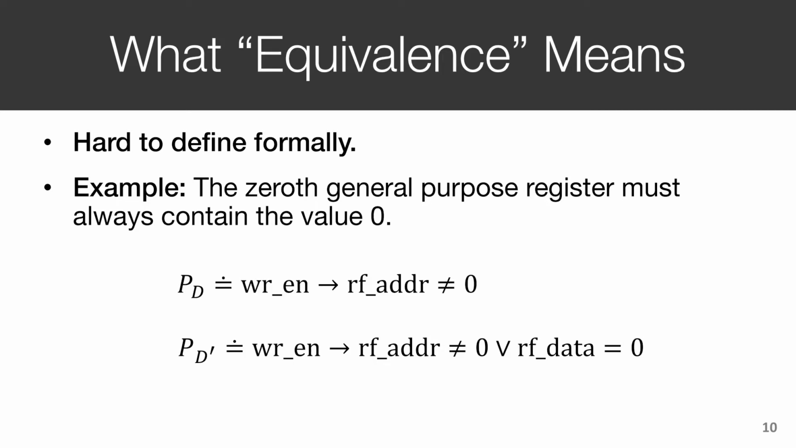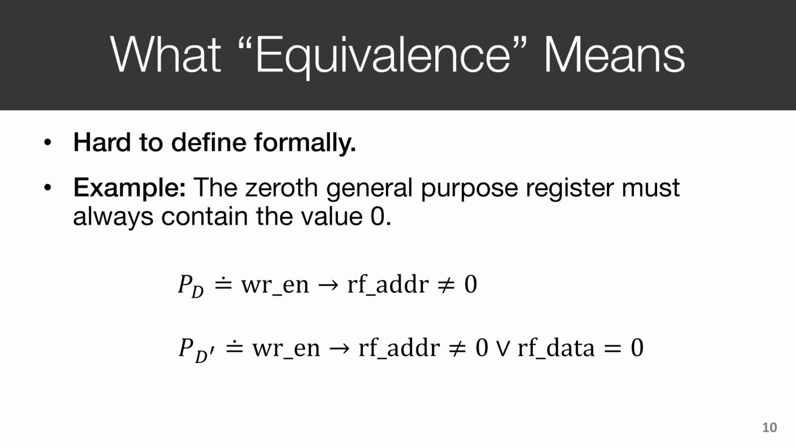When we do the translation, it is not always clear what equivalence means. Given two properties written over the registers, signals, and ports of two different designs, it is not clear how to formally define equivalence between them. And here is a simple example. A security policy for some RISC architecture is the zeroth general-purpose register must always contain the value 0. And to ensure that the above policy is true for a particular design, a designer might craft the following property.